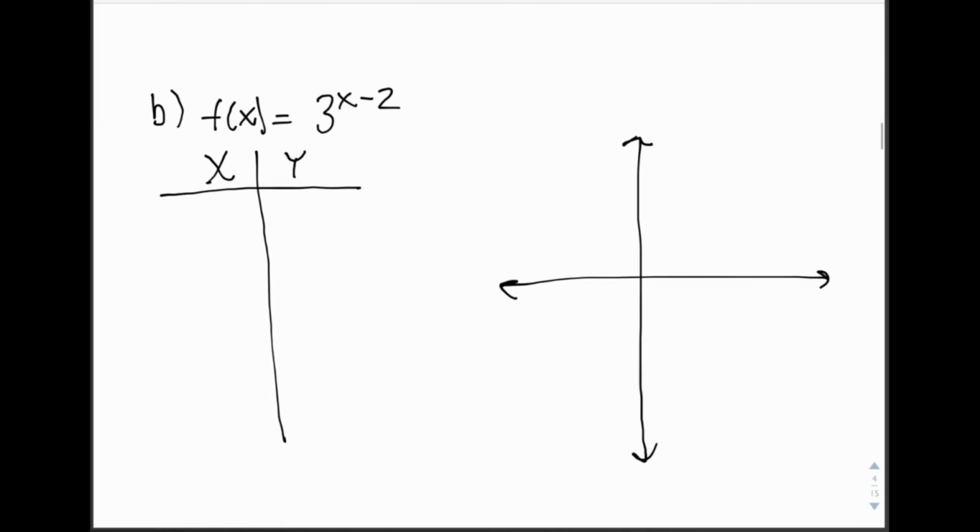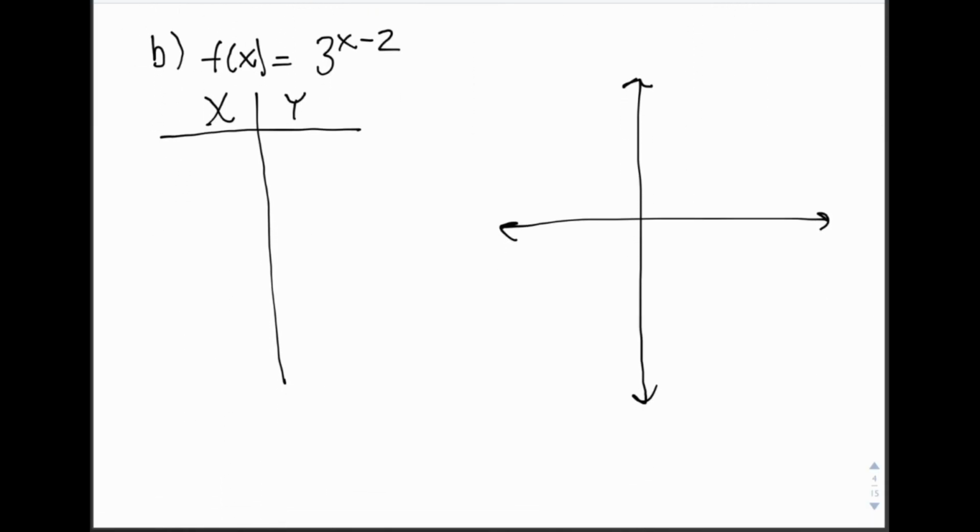Additionally, we can go ahead and look at 3 raised to the x minus 2. So what does this 2 tell us? It's going to tell us something that we've looked at in the past. This is actually going to tell us that we are going to move to the right 2. So right 2.